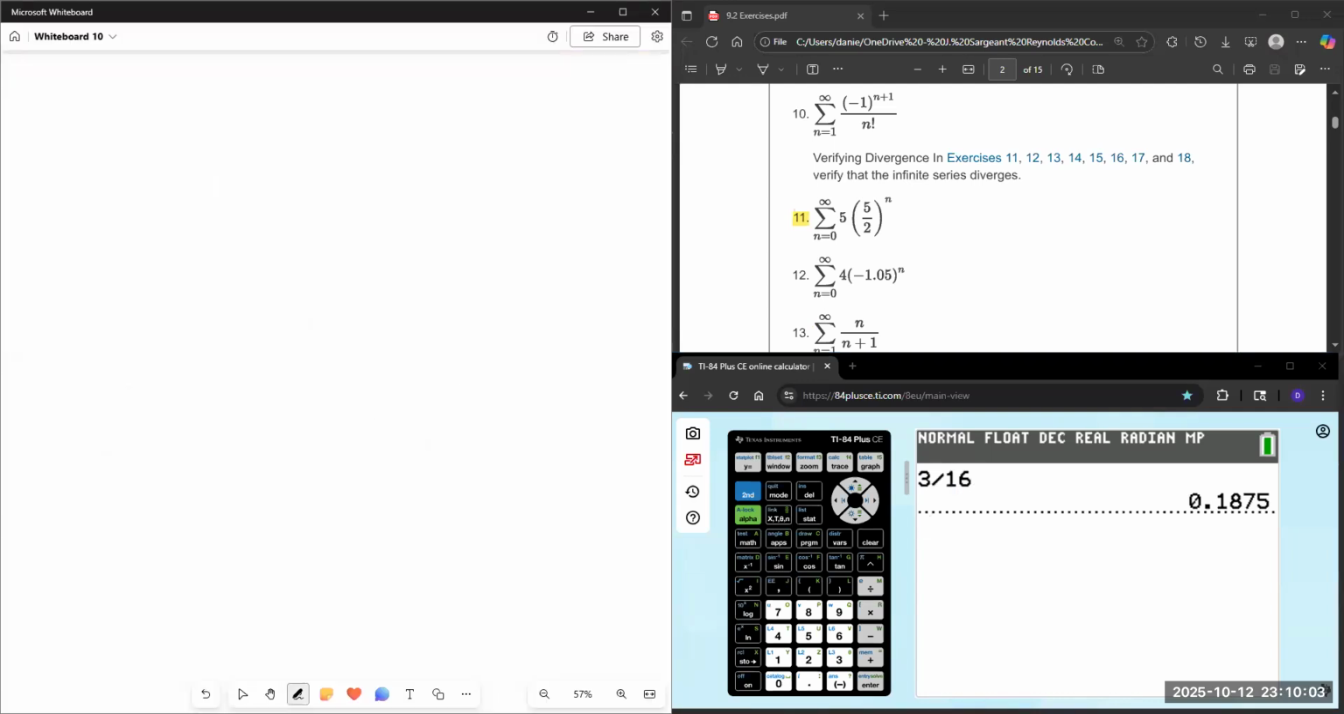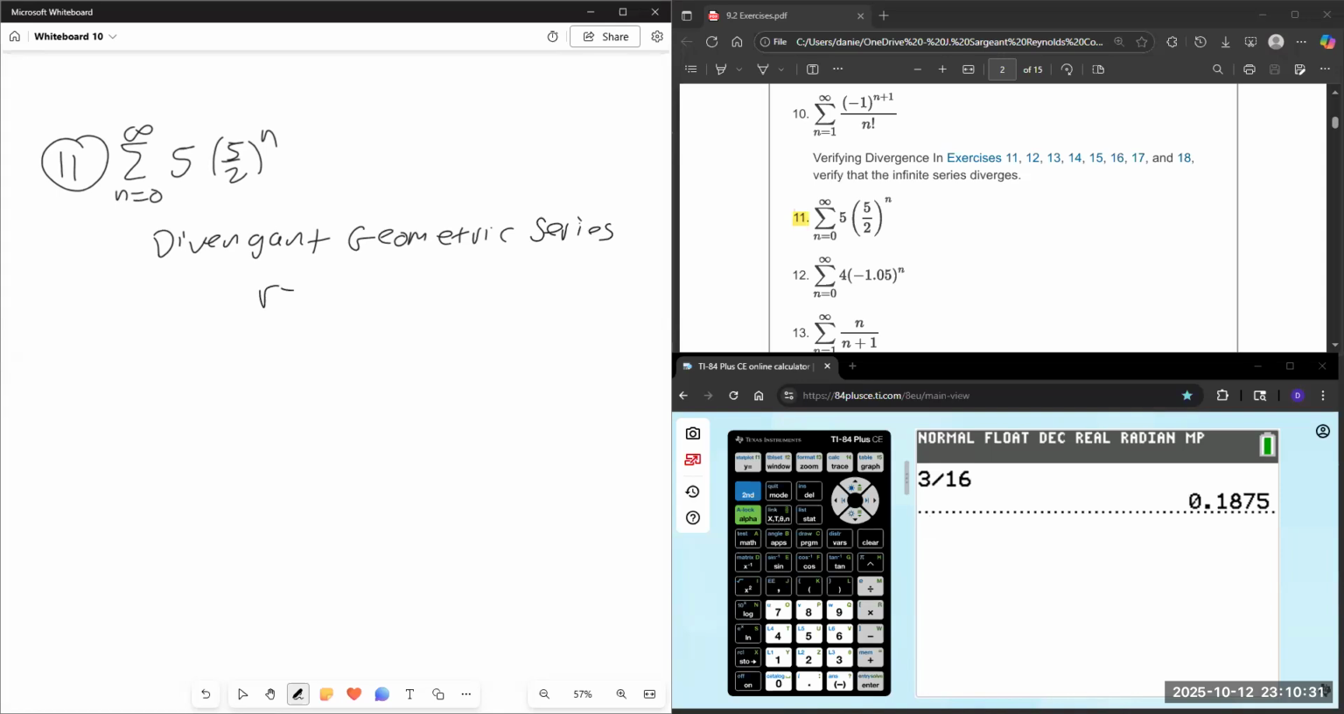So 11. Now we want to verify convergence or verify divergence. So they're telling us all of these diverge, and we want to know why they diverge. So this one is a divergent geometric series. R is equal to 5/2, which is greater than 1.